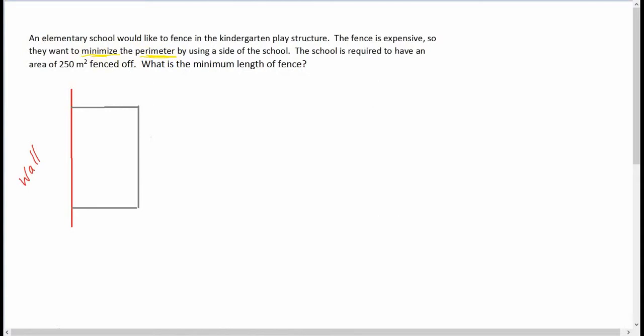And we have 250 here. 250 is the area, 250 meters squared. And we're being asked, what is the minimum length of the fence? Length of the fence. Length is a perimeter. So we're trying to get minimum perimeter for an area of 250 meters squared.